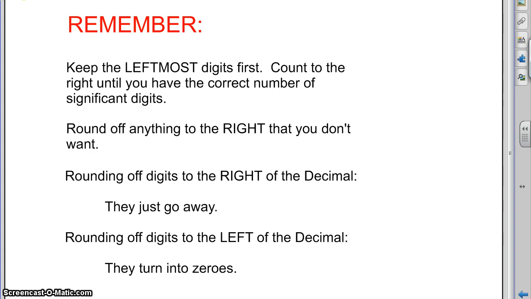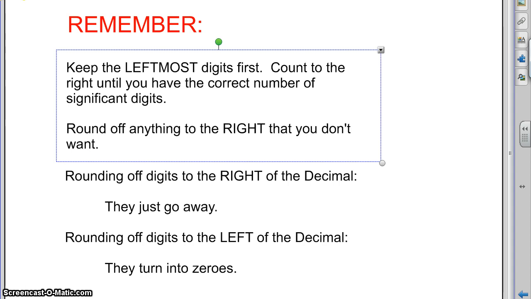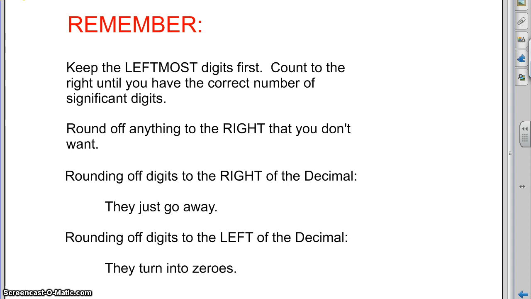So we're going to keep the leftmost digit, count to the right until you have the correct number of them. Any digit that you don't need, once you get to the right, you've already got all your significant digits and you get some unnecessary ones, you're going to round them off. You're going to round off anything that you don't need. Now be careful, remember how to round. When you're to the right of the decimal place, rounding off those digits makes them go away. You just round them off. And any number 5 or greater, you would round up, of course. And digits to the left of the decimal don't just go away, they turn into zeros.